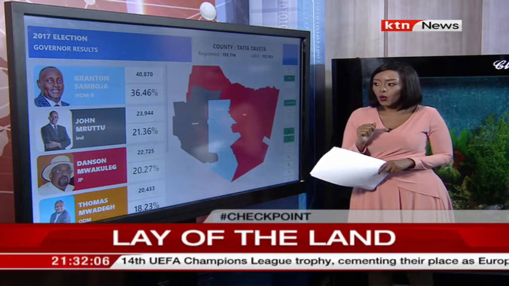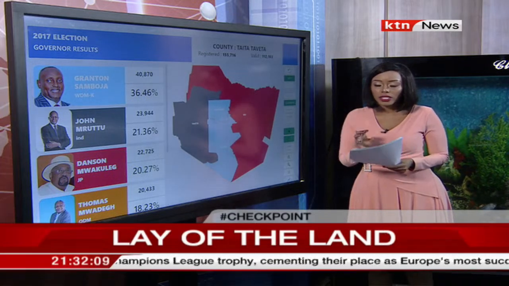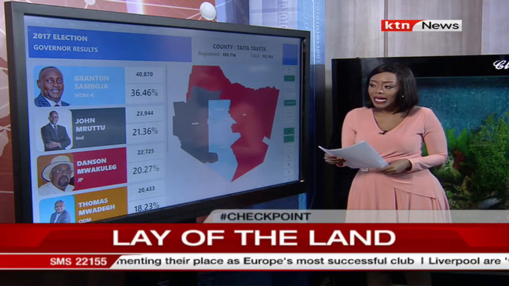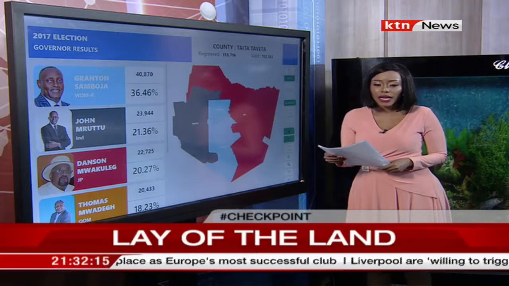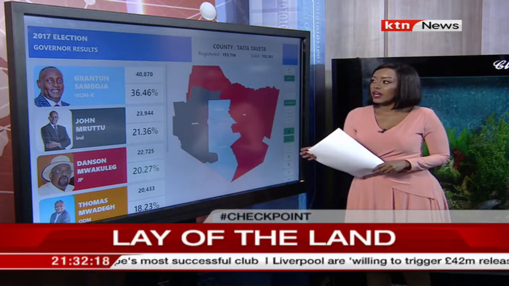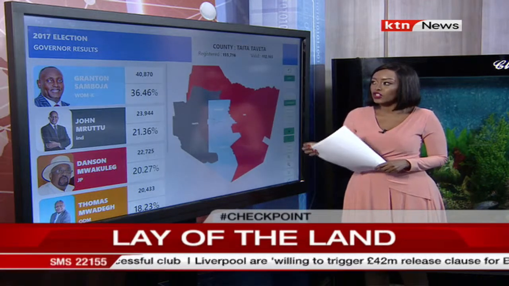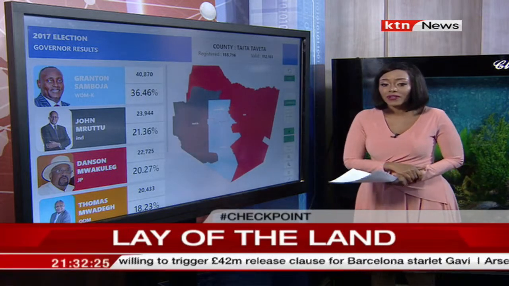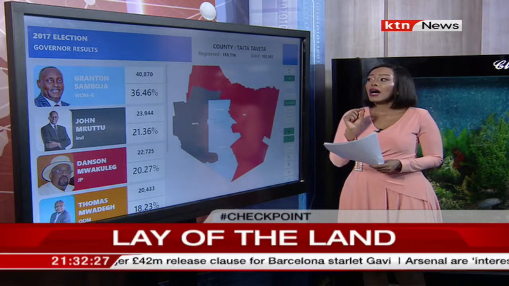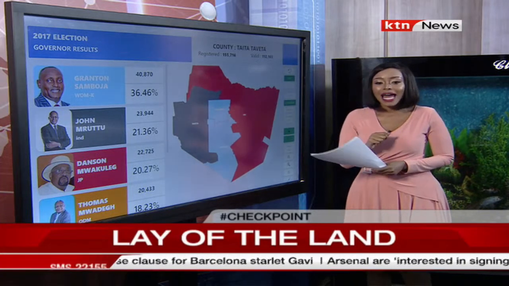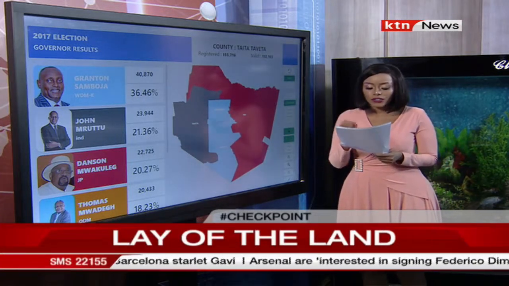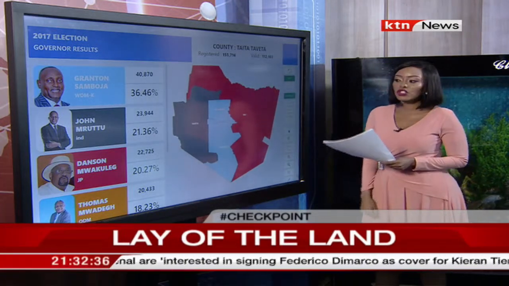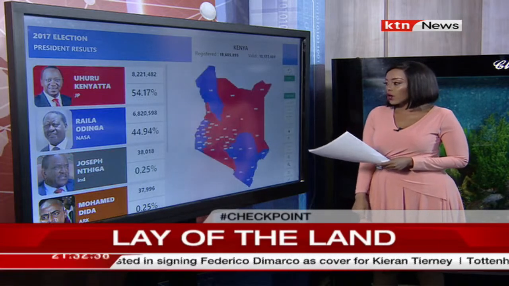71 days to go. Granton Samboja looking to retain the seat, but you also have John Murutu looking to make a comeback, and Patience Nyange, who's vying on an ACT ticket, is also one of those looking to succeed Samboja. So in 2017, that was the number of registered voters, 155,000. That has marginally increased to 179,234. So that's how that race is going to be shaping up in the August polls.